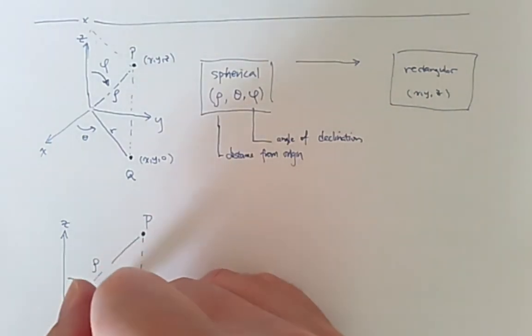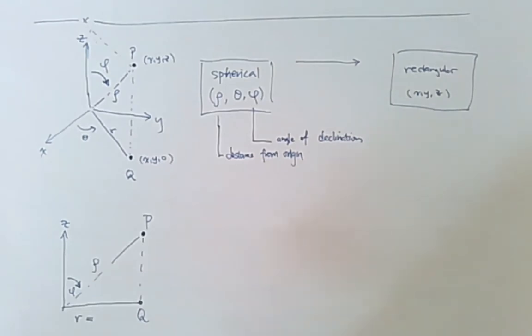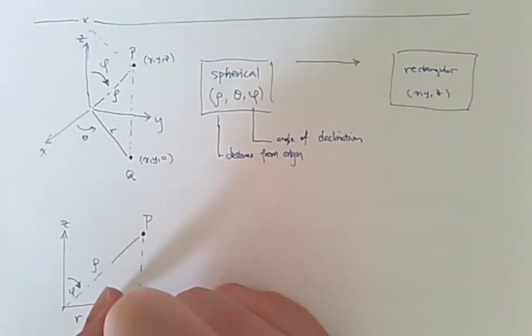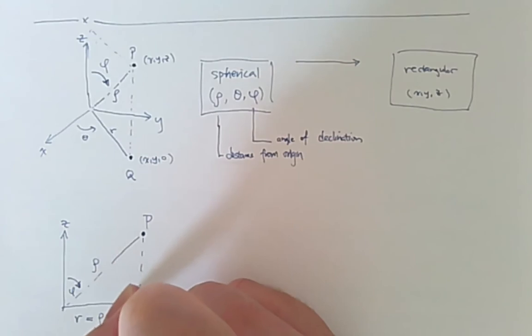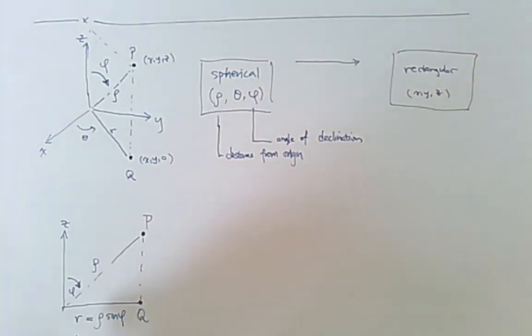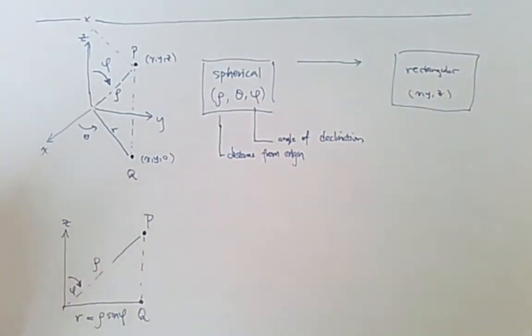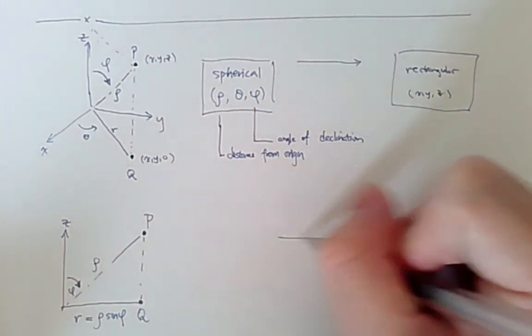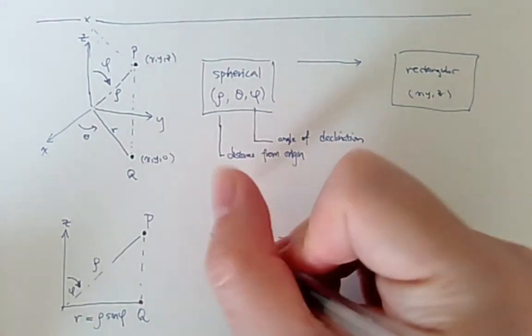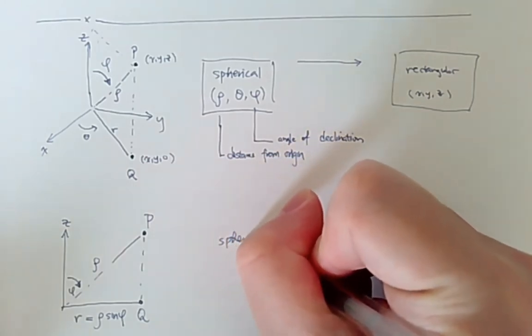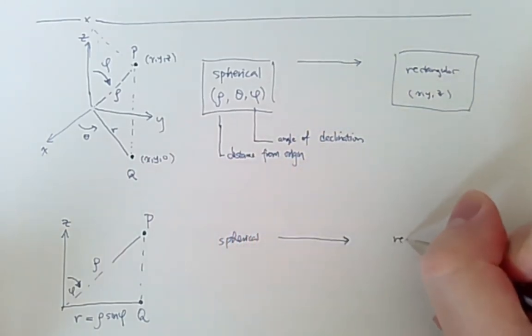So what is r? In terms of rho and phi, this phi, you can also put it there. So you get rho times sine of phi is r. So then, if that's the case, maybe I'll simply write here from spherical to rectangular.